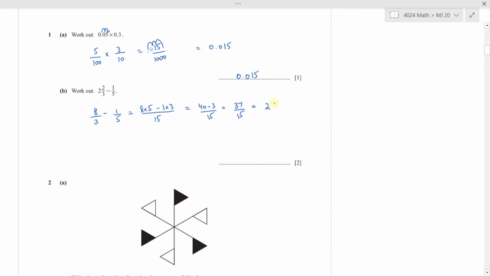And I can write this as 2 whole and then 7 over 15. So 15 times 2 is 30 plus 7 will give you 37. So 2 whole 7 over 15 will be your final answer.